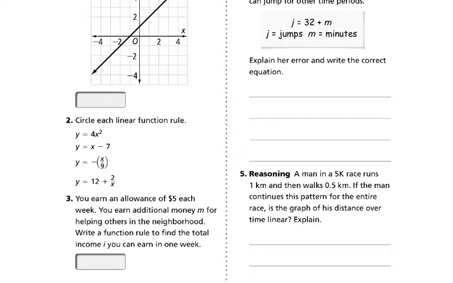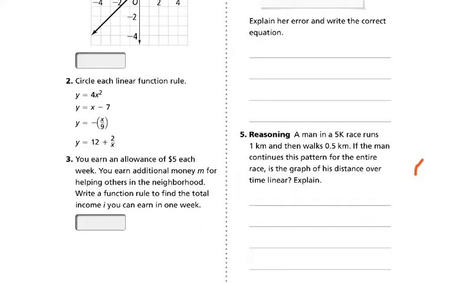And then I want you to skip number 4 and do number 5. Reasoning. Is the graph of his distance over time linear? And explain. So once you have those written down on your note paper, you're going to now go to Google Forms and put those answers into the Google Doc.